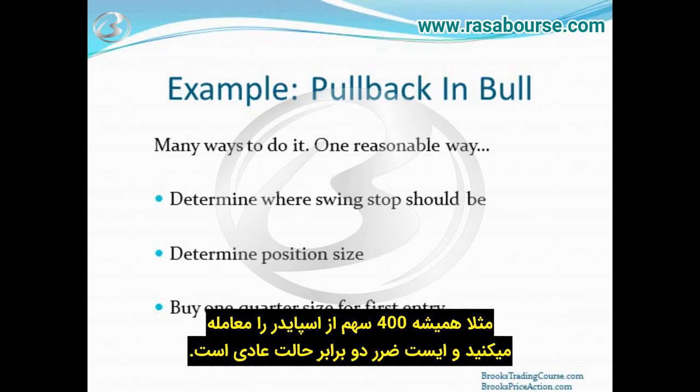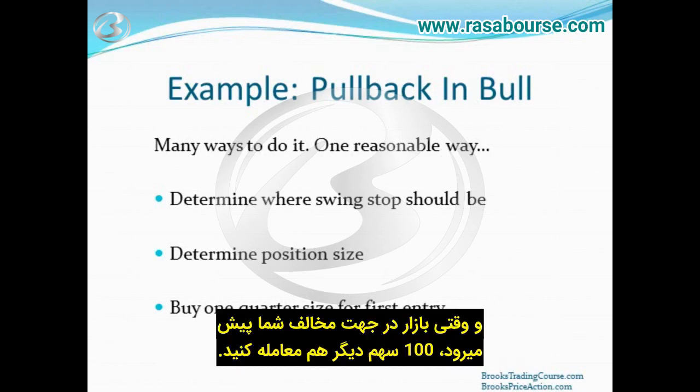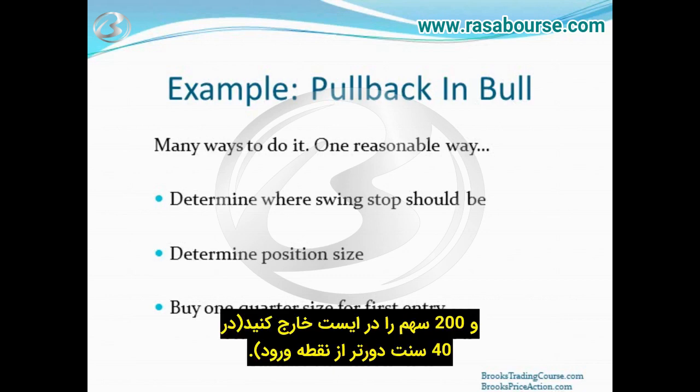So if you normally trade, let's say 400 SPY shares, and you determine that your stop has to be twice what you normally use, you would trade 100 shares for your first entry, and then look to add another 100 as the market goes further against you, and exit the entire 200 at your swing stop, 40 cents from your first entry.